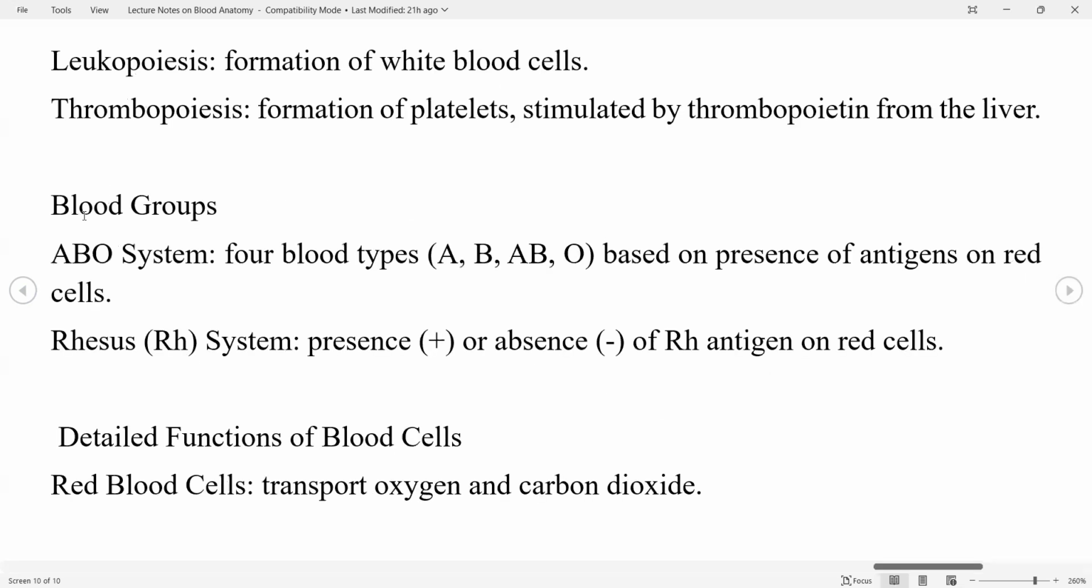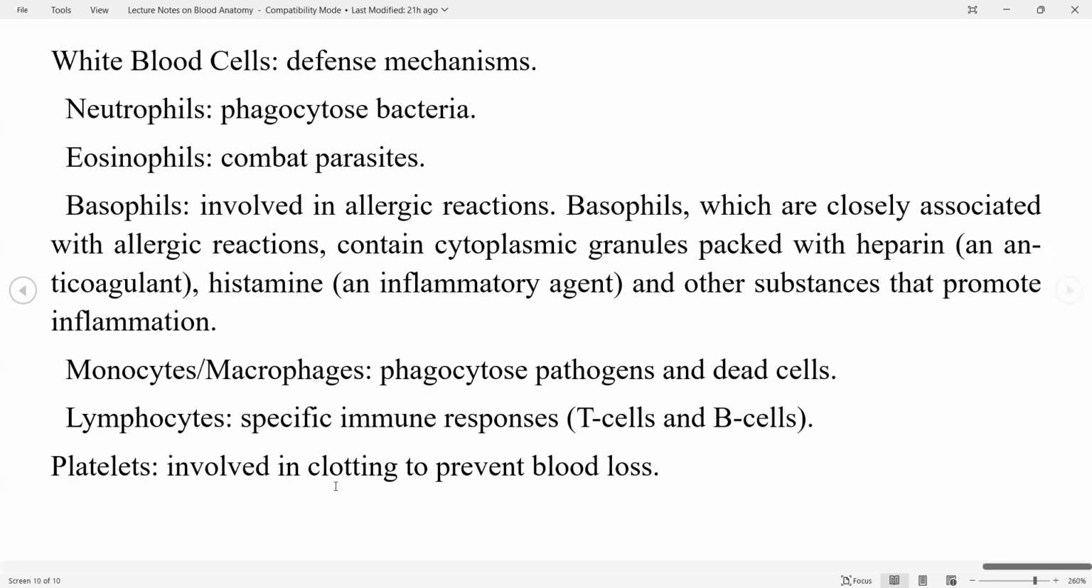This is important. Let me take the functions of these blood cells again. One, we said red blood cells transport oxygen and carbon dioxide. And they are able to transport oxygen because of the red pigment hemoglobin that oxygen binds to form oxyhemoglobin. Then white blood cells are for defense mechanisms. And you know that we said we have some types of white blood cells. The granulocytes, which are neutrophils, eosinophils, basophils.